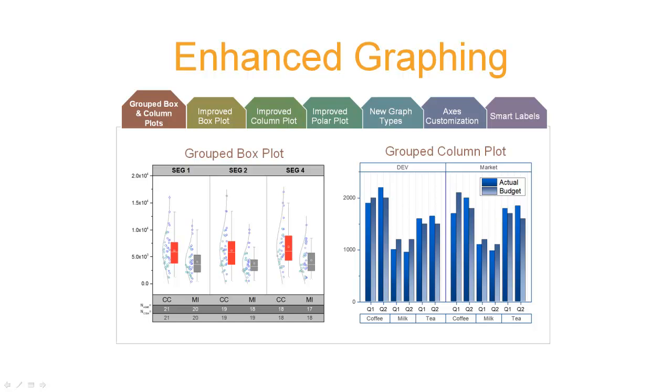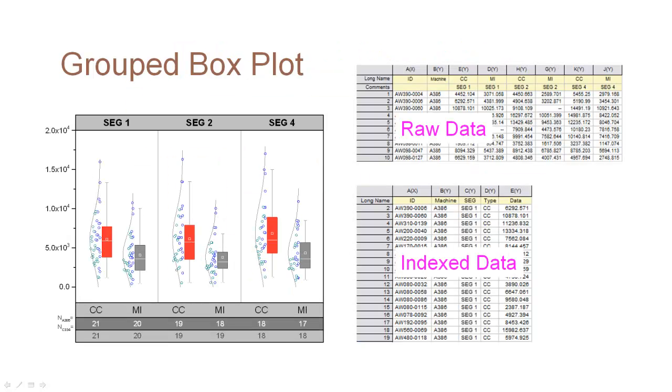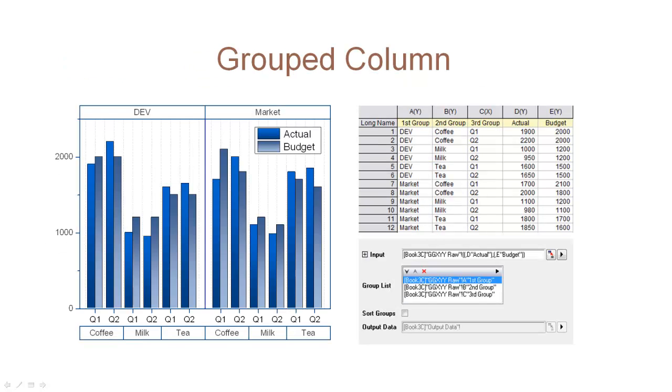First, let's see the new grouped plots introduced in 9.1. Origin 9.1 allows grouped box plots to be created from both raw or index data. You can also create the grouped column plots from index data. A great feature here is that you don't need to sort the data first. This really saves time as you do not have to reorganize your data.